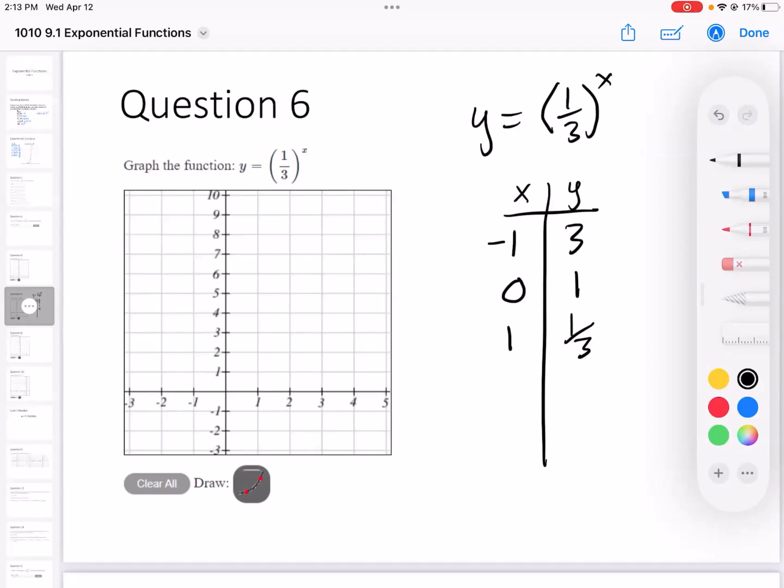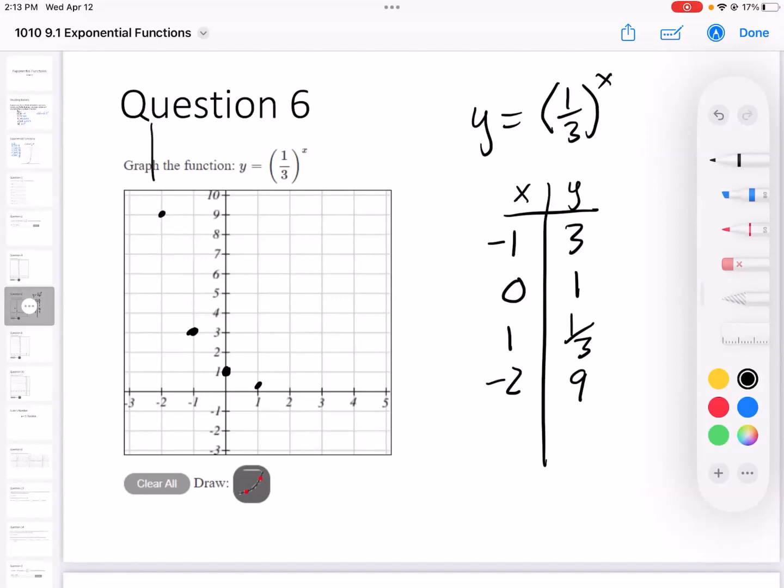And this actually gives us enough points to see what the graph is going to look like, because I have (0, 1), and then I have (-1, 3), and then I have (1, 1/3). If I wanted to, I could also plug in a -2, because 1/3 to the -2 power: 1/3 squared is 1/9, so 1/3 to the -2 power will be the reciprocal of 1/9, which is +9. And that would give me this point here.